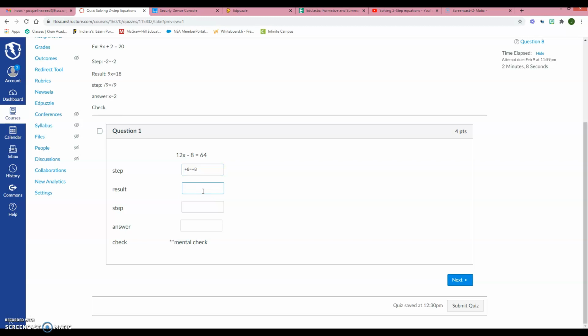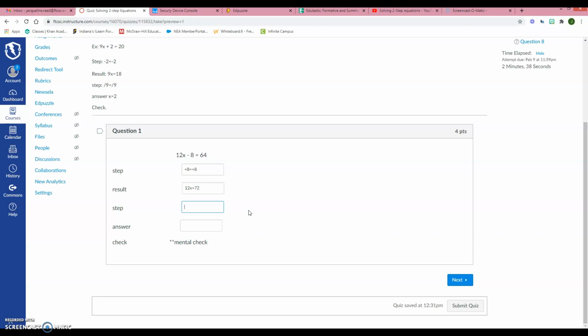Next is the result. So what do you get after you add 8 to both sides? Well, my 8's on the left side cancel, so I'm left with 12x on the left side equals, on the right side, 64 plus 8 is 72. Okay, once again, make sure you don't put any spaces. Last thing is taking your last step.